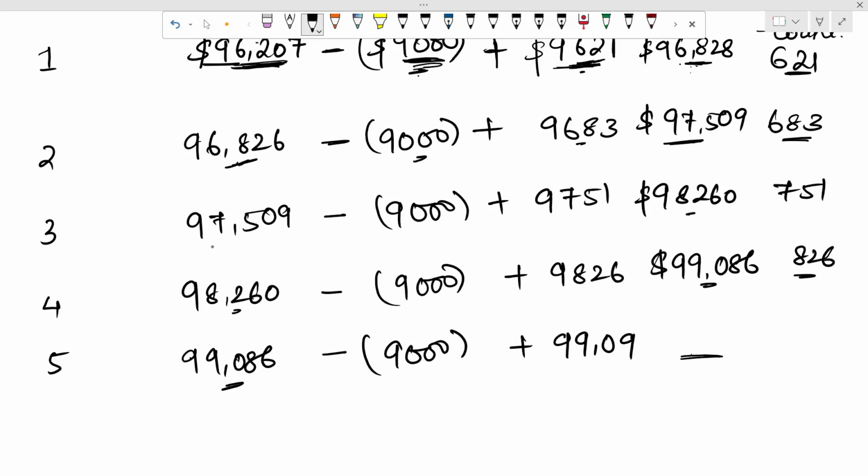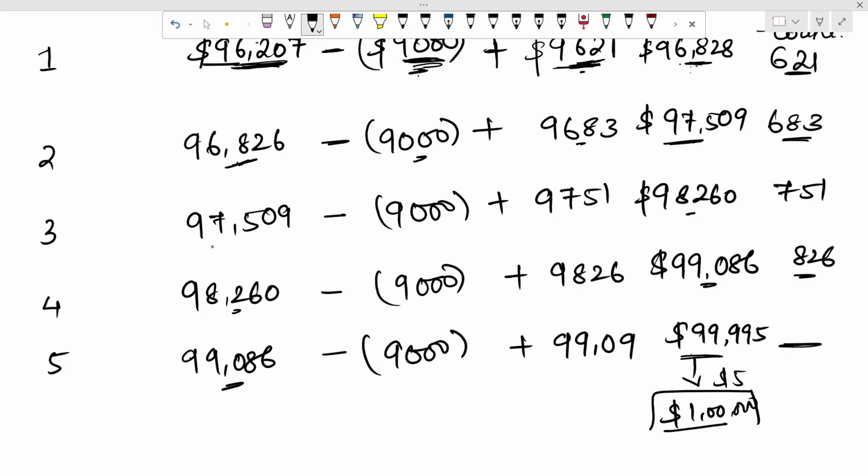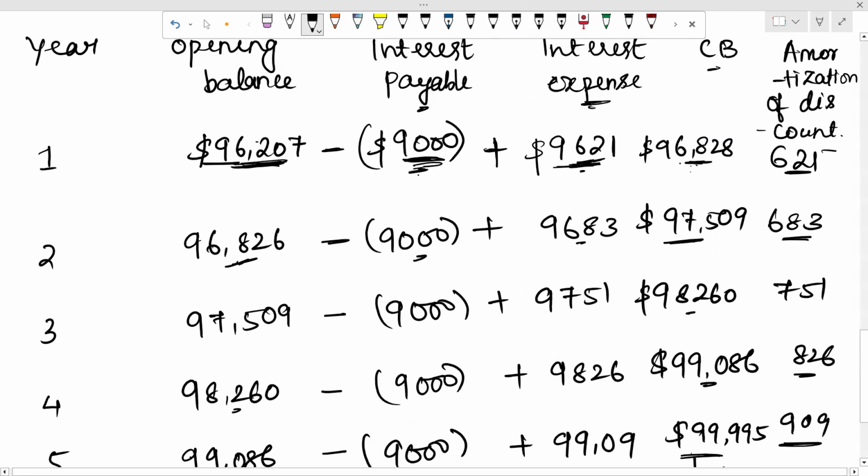So what will be the closing balance at the end of the fifth year? It is nothing but 99,086 minus 9,000 plus 9,909. We get $99,995, which is almost equal to $1 lakh. There is a difference of $5, which is due to rounding error. So here the amortization of discount is nothing but 909.